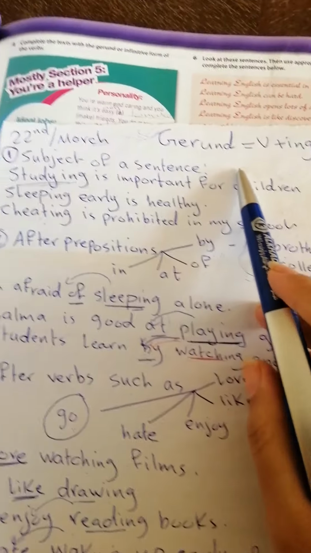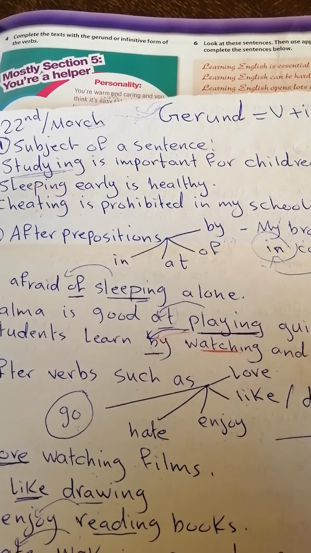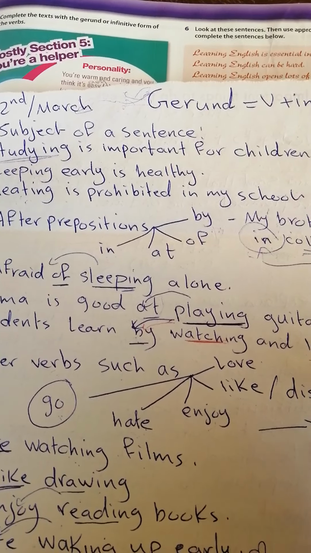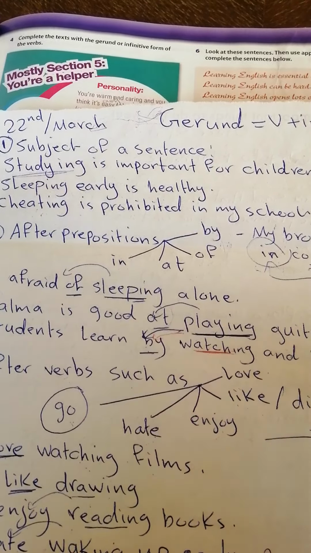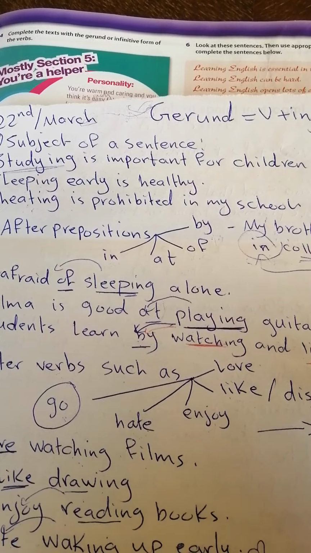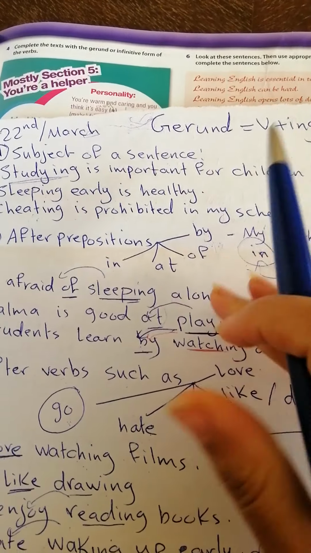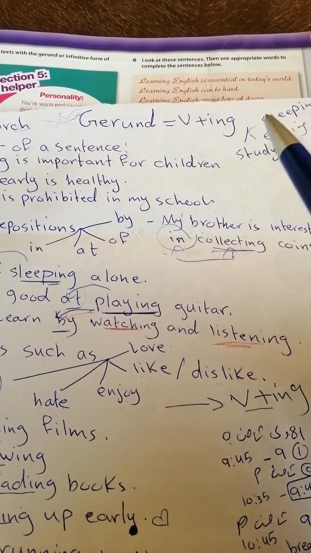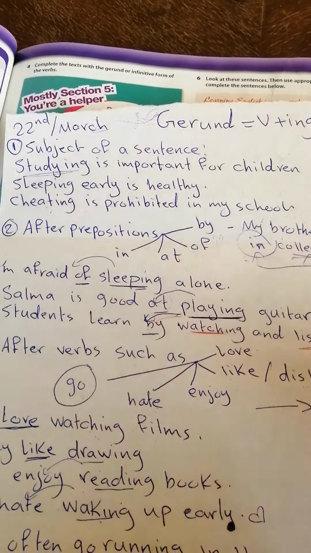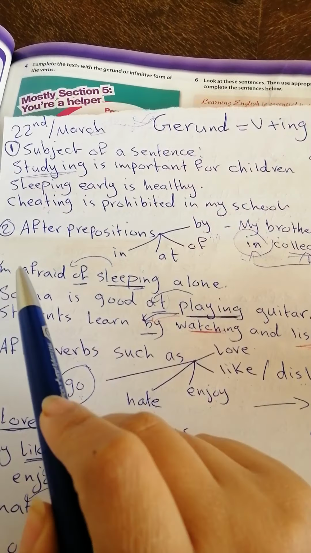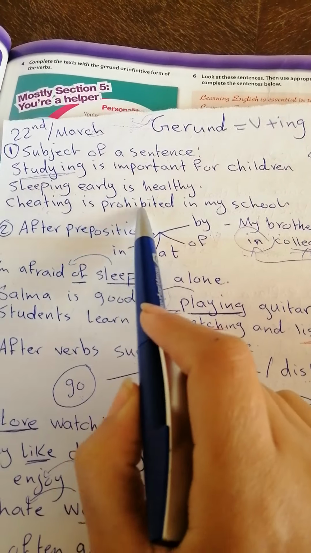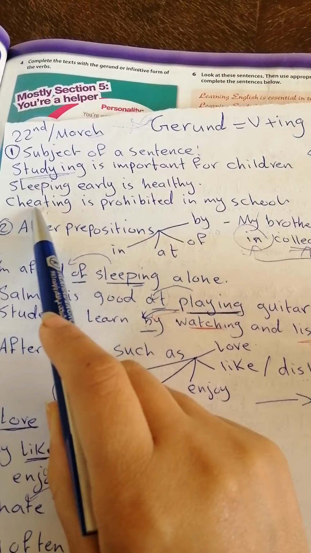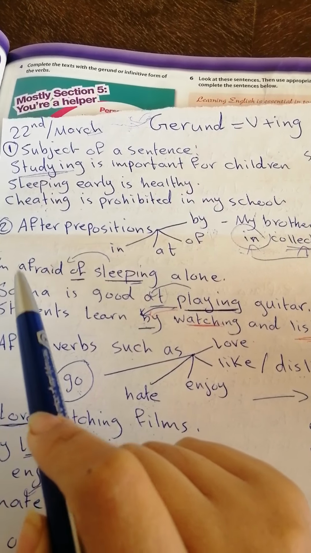Okay, today inshallah we will continue talking about gerund and to infinitive. But before we move to infinitive, we need to go over gerund again. We said that gerund is a verb with ing, such as sleeping and studying. We said that we can use it as a subject of a sentence, such as cheating is prohibited in my school. Here, cheating is the subject of the sentence.